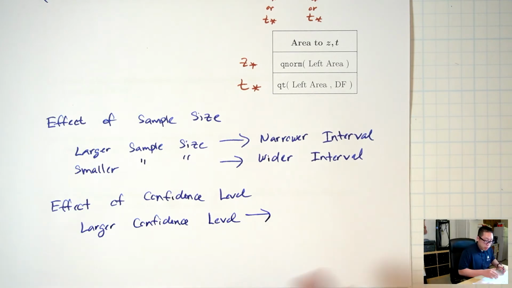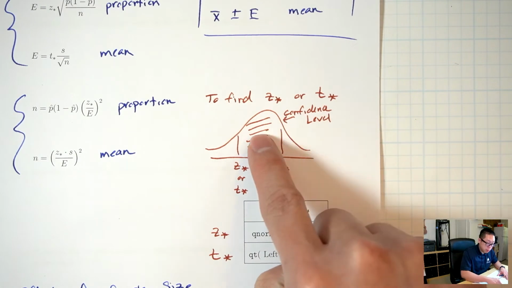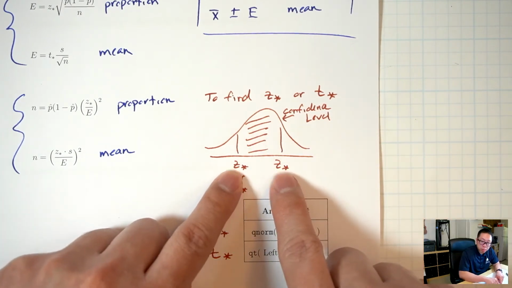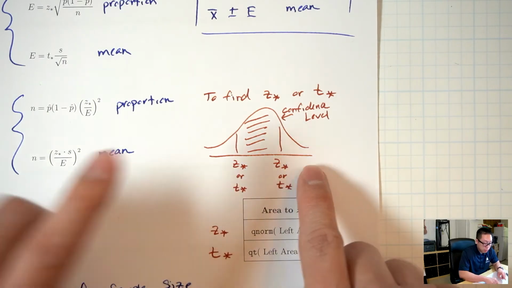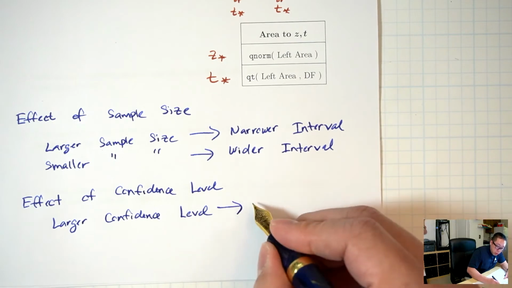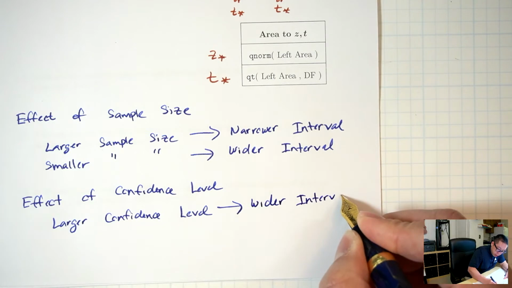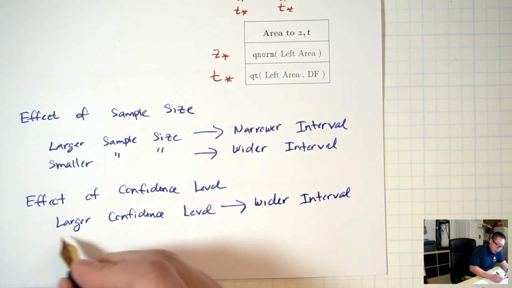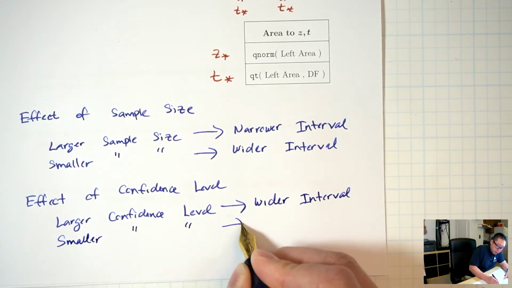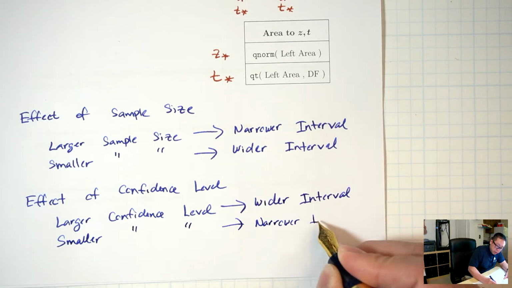Confidence level refers to this picture, right? A larger confidence level means that this area is bigger. If this area is bigger, then these Z stars or T stars would have to go out wider. So a larger confidence level will result in a wider interval. Which means the opposite, a smaller confidence level will result in a narrower interval.